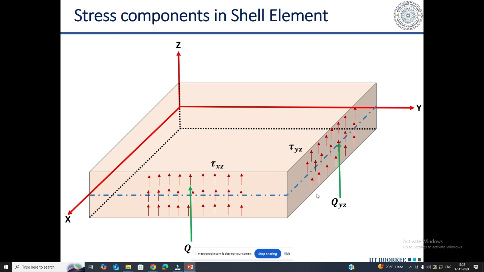Similarly, if you have some forces acting along the y plane and in the direction of z, the shear stress generated is tau yz. Again, the first alphabet shows the plane where it is acting and the second one shows the direction of action.